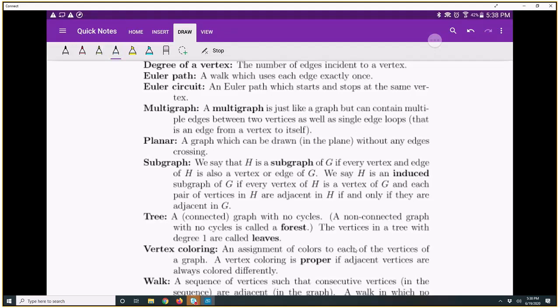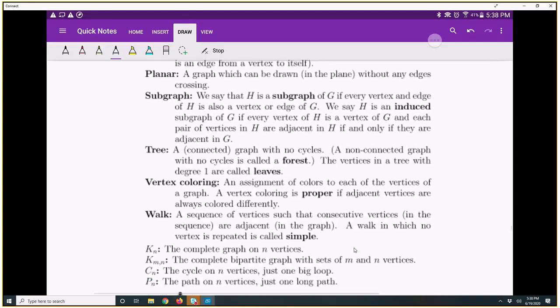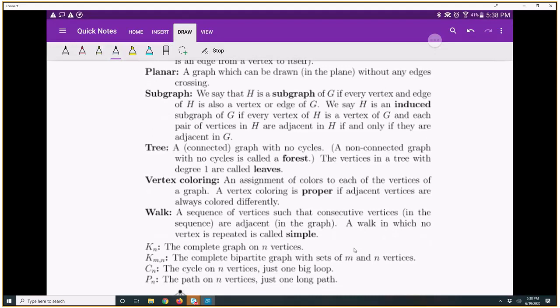We already know that a multigraph is just like a graph, but can contain multiple edges between two vertices as well as single edge loops. A planar graph is often a very nice thing that we'll want to find. A planar graph is a graph which can be drawn in the plane without any edges crossing. A subgraph, well, that's very intuitive. We say that H is a subgraph of G if every vertex and edge of H is also a vertex or edge of G. And then we'll say that H is an induced subgraph of G if every vertex of H is a vertex of G and each pair of vertices in H are adjacent in H if and only if they are adjacent in G.